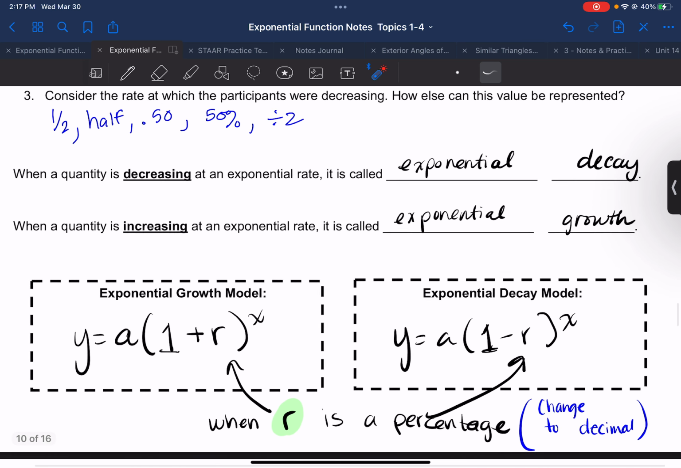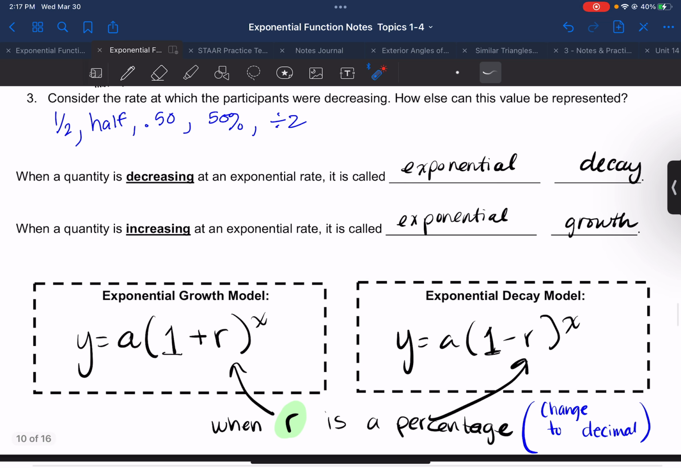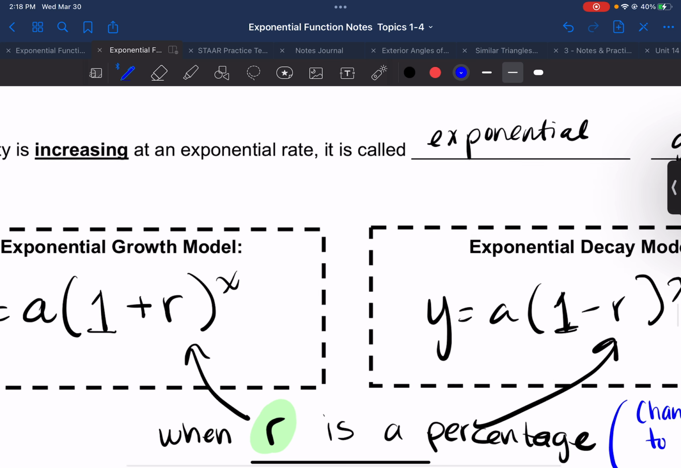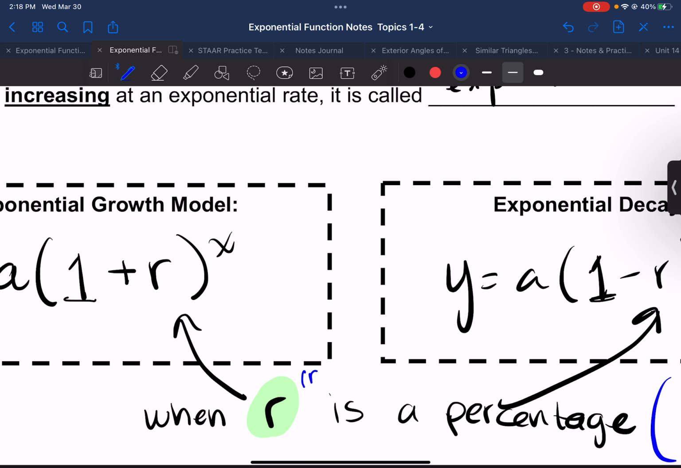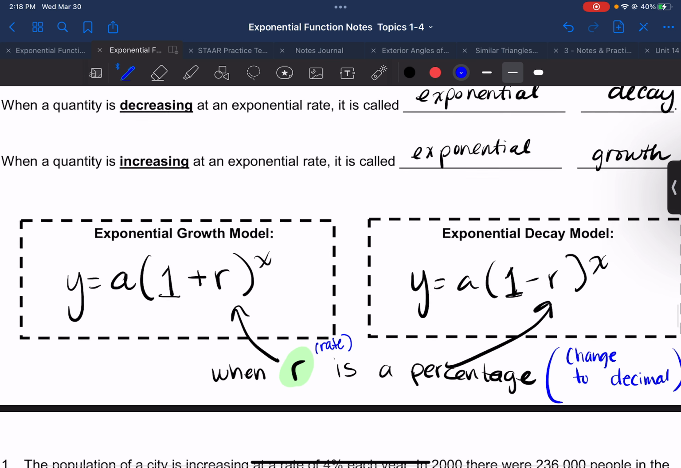Now, here is the formula for those. Exponential growth is y equals a, parentheses 1 plus r, to the power of x. Okay, that's exponential growth. Now, decay is the same, except there's a minus sign instead of a plus. So go ahead and write these down. Now r is considered our rate. So r is my rate.